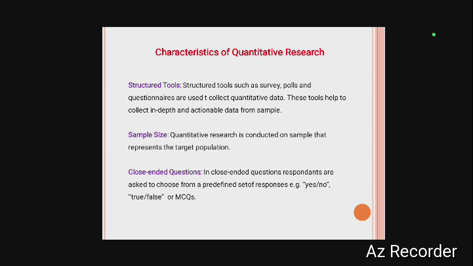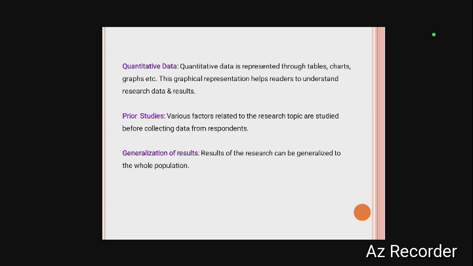Then, close-ended questions. In close-ended questions, respondents are asked to choose from a predefined set of responses. Example: yes or no, true or false, or MCQs. There are two types of questions: close-ended and open-ended. Questions which have options like yes or no, true or false, or MCQs having four or five options are called close-ended questions, which we use in a questionnaire.